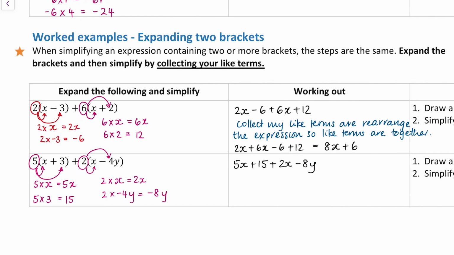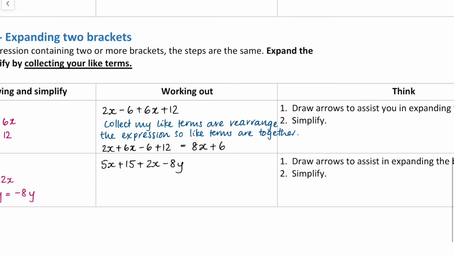And again here, I'm going to collect my like terms and rearrange the expression so the like terms are together. So I'm going to have 5x plus 2x plus 15 minus 8y. Now what we can see here is that these are my only two like terms, so I'm going to add them together, so I get 7x plus 15 minus 8y. And that'll be it, because once again you can see here that we have no more like terms.